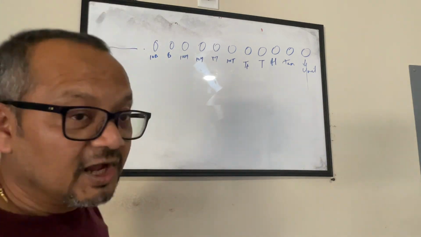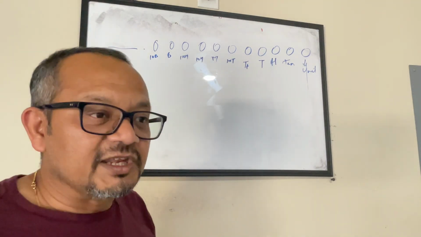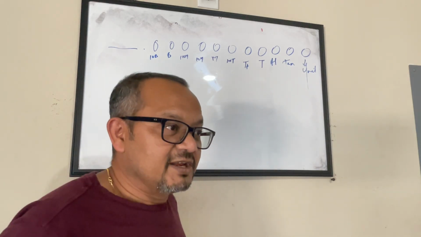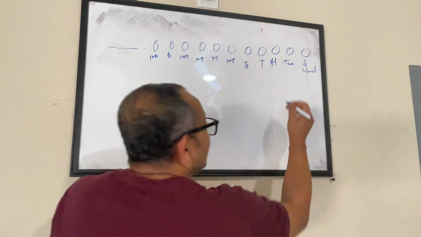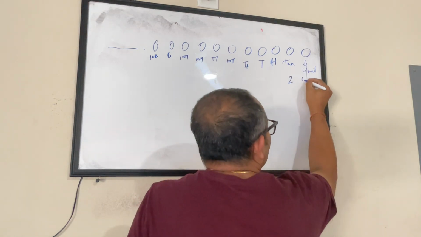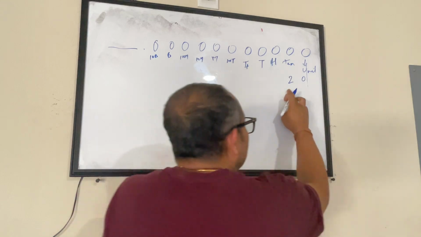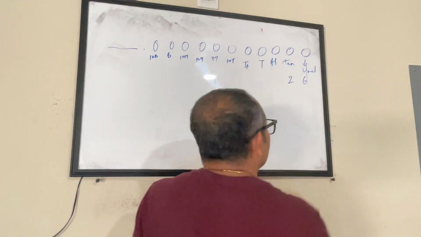Now, if you have to write 20, you write 2 in the tens place. So 20. If you have to write 26, it is 20 and 6, with 6 in the unit place.